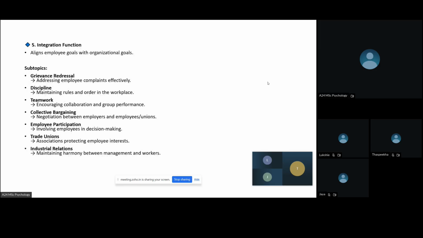And then moving on, the other function is the integration function. Integration, from the name itself, we can see that it needs to align employees' goals with organization goals. An employee is an individual who works for the company, but they might not get the gist of what the organizational goals are. So who needs to bridge this gap is the HR team or the HR department working in the company. So we need to make sure the grievances are addressed in a timely manner, so that nothing goes beyond hand. And then we need to make sure there are rules and order in the workplace. We need to maintain that, and the teamwork needs to be collaborative, and there should be no disputes or ego clash between the team members, so that the teamwork can be better.